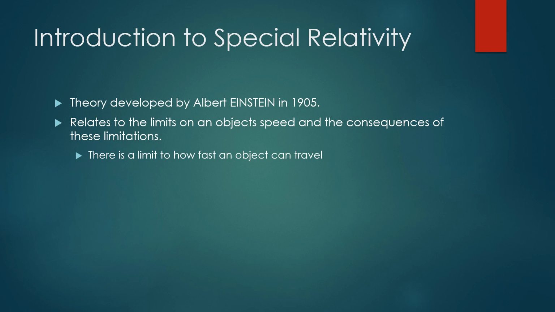So naturally, we ask the question, how fast can an object travel? Is it possible to reach a speed, let's say, of infinity? And in special relativity, the answer to that question is no, we cannot reach infinite speed. And in fact, there is a limit to how fast an object can travel. And these limitations have changed the way we think about space and time.